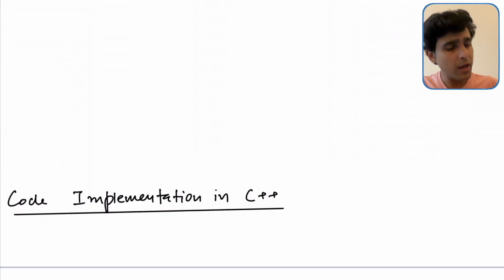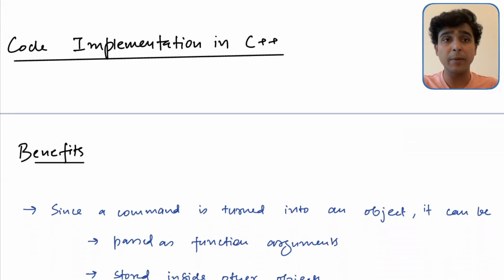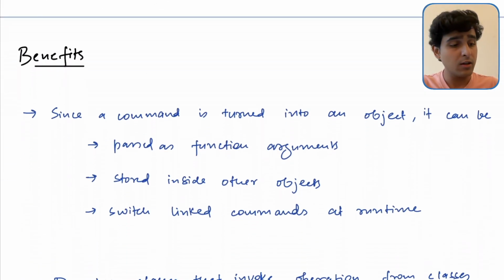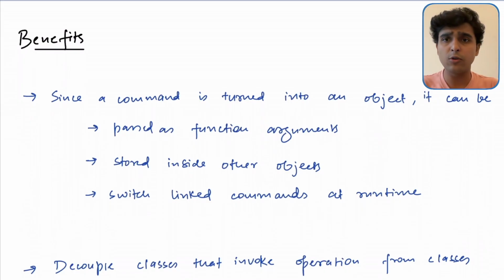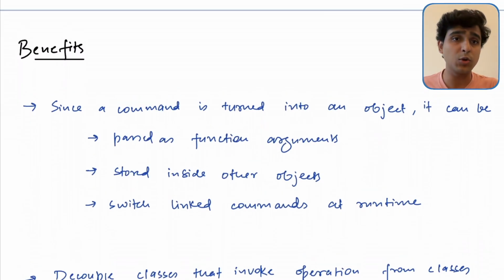Now let's come back to the final benefits and disadvantages. So let's look at benefits. Now you can see, since a command is turned into an object, right? When you issue a command, you basically call a function. To call a function, we are basically coupling the caller and the receiver, but with the command you store the command object, and the command object takes care of calling the device. So since you have converted a command into an object, it can be passed as function arguments as we did.